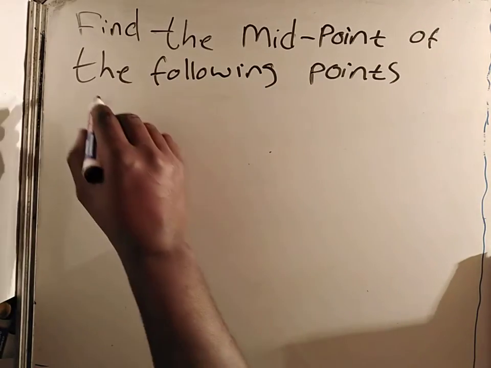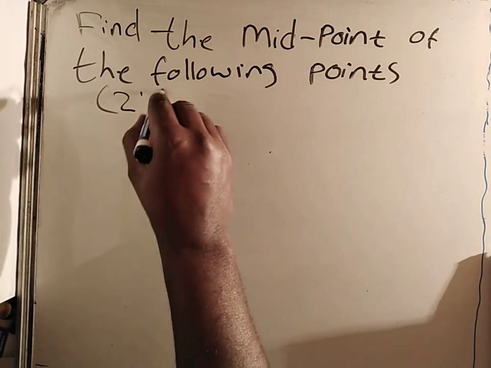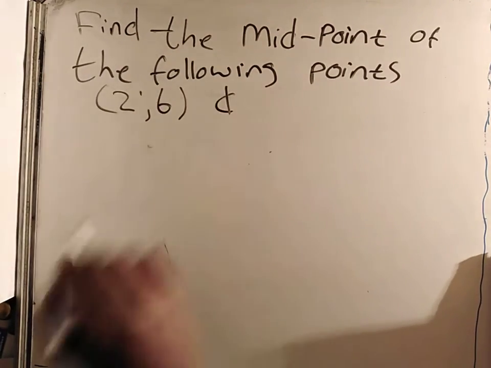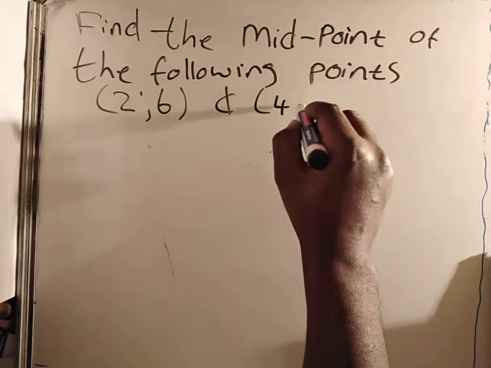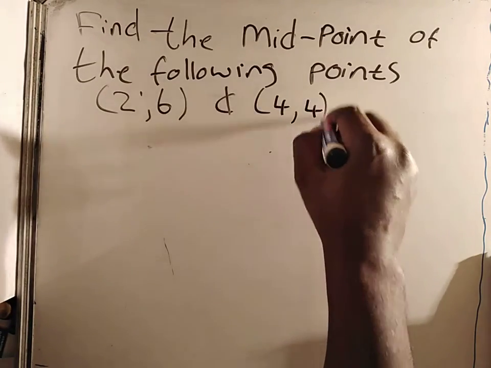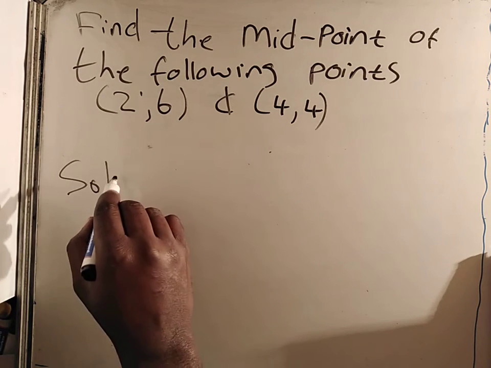Okay, and then what are these points? 8, 2 versus 6, and what? And then 4 versus 4. Okay, so here's a solution. How to do that?